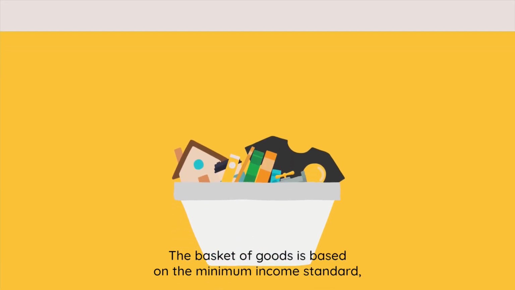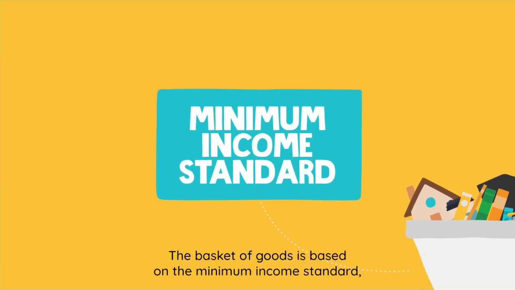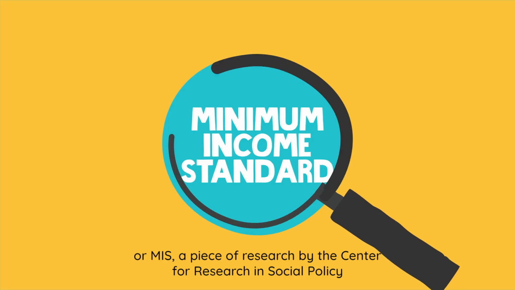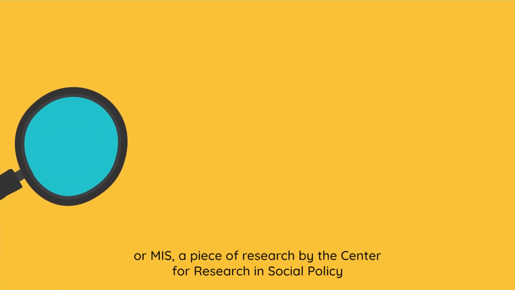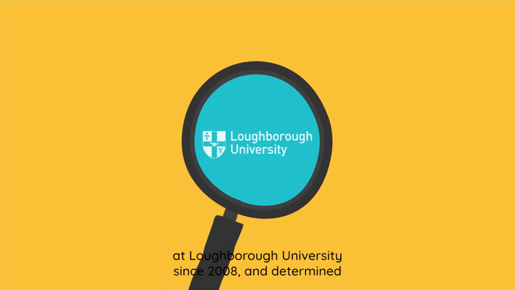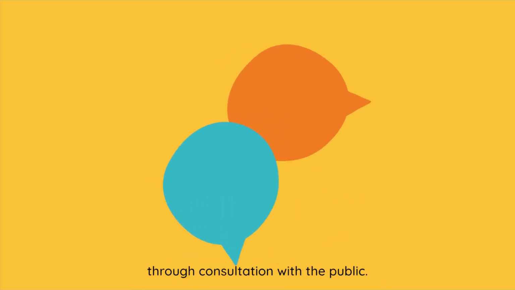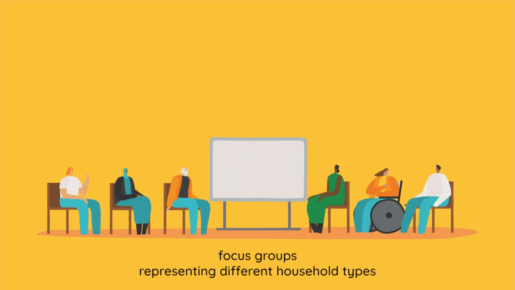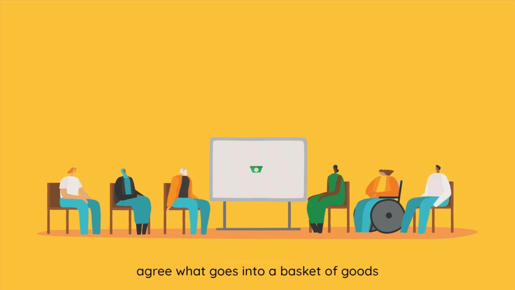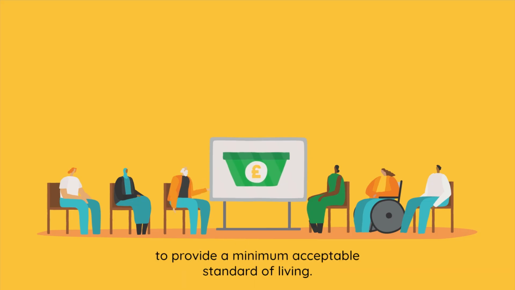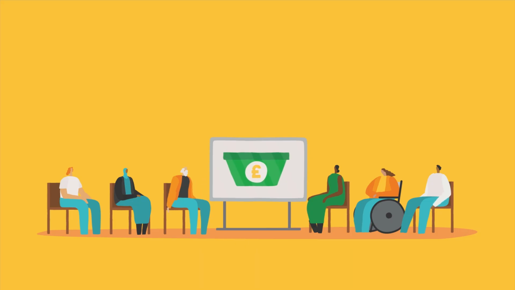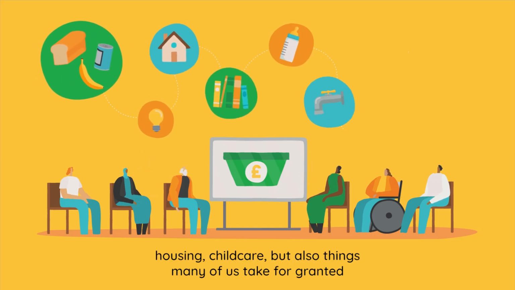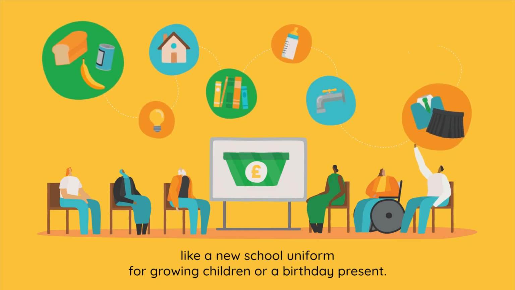Step 1. The basket of goods is based on the Minimum Income Standard, or MIS, a piece of research by the Centre for Research in Social Policy at Loughborough University since 2008 and determined through consultation with the public. Every 2 years, focus groups representing different household types agree what goes into a basket of goods to provide a minimum acceptable standard of living. It covers essentials, think food, housing, childcare, but also things many of us take for granted, like a new school uniform for grown children or a birthday present.